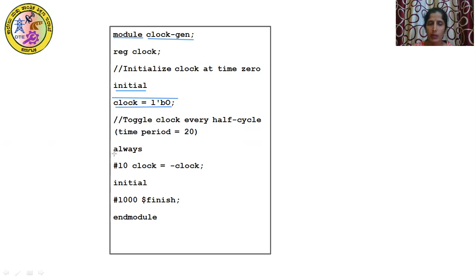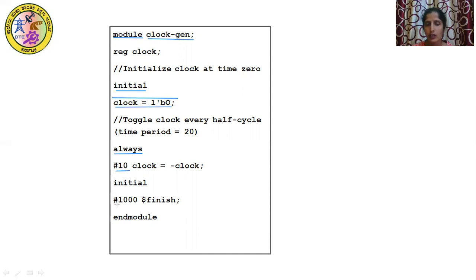So coming to the next part, we have written some statements within the always block. It begins with the keyword always, followed by the statement #10 clock = ~clock. It means that the clock will toggle every 10 time units, so that the clock will change its state from 0 to 1 and 1 to 0 every 10 time units. That constitutes a complete clock period of 20 time units.